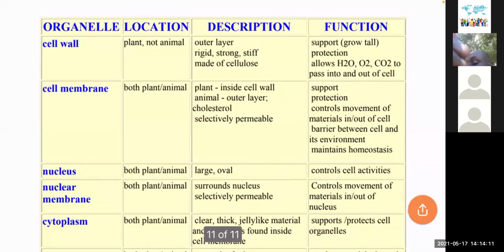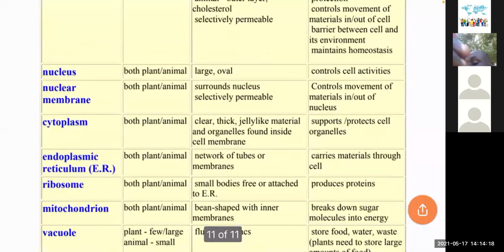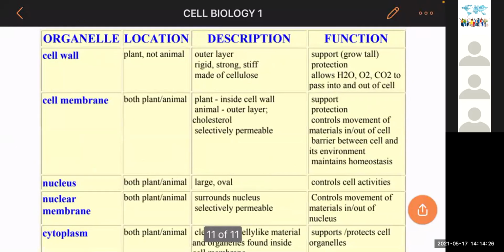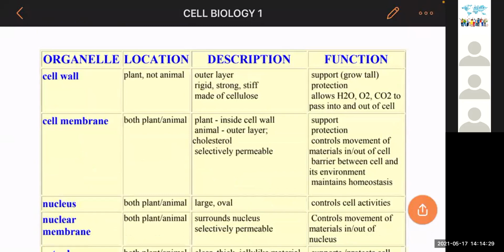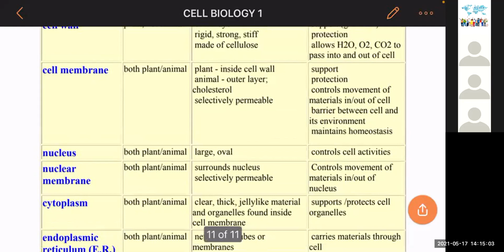So we come to the nucleus. All these organelles that we are looking at, we've discussed them specifically one on one. So now we are on the nucleus. The nucleus is found both in plant and animal cells. The description: it's large, oval. Its function is to control cell activities. The nucleus controls the cell activities in both plants and animals. Then we have the nuclear membrane. Both plant and animal cells have the nuclear membrane. The description: it surrounds the nucleus, selectively permeable.